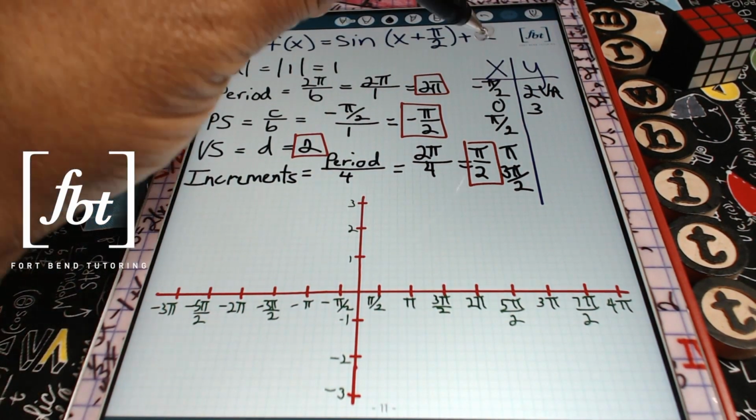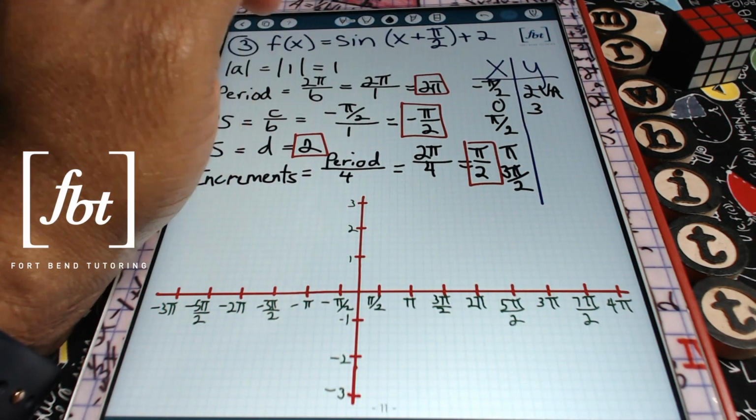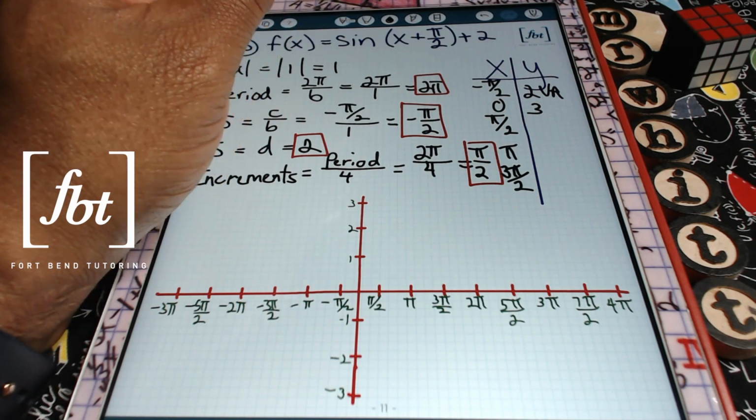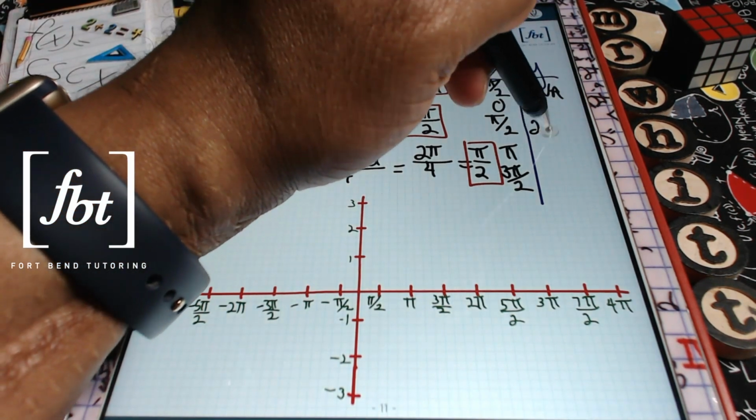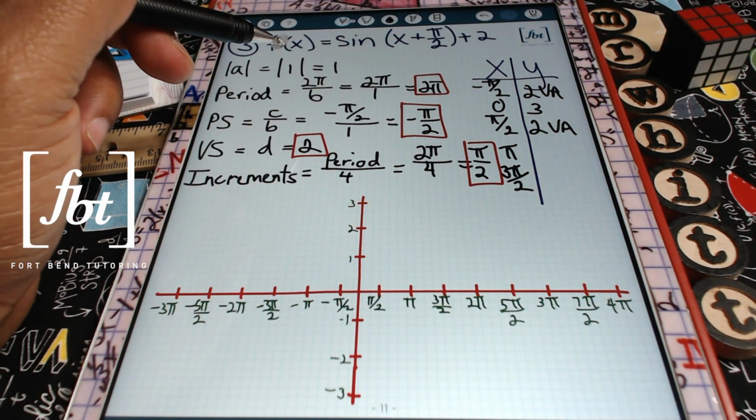So plugging in pi over 2 into our function, pi over 2 plus pi over 2 is pi, and then sine of pi is 0. 0 plus 2 is 2. So we have a point here at 2. And once again, this is going to be where a vertical asymptote would have normally occurred.